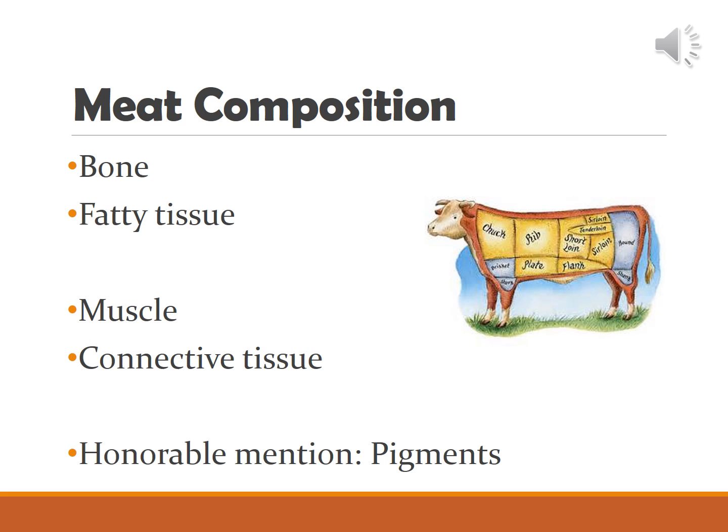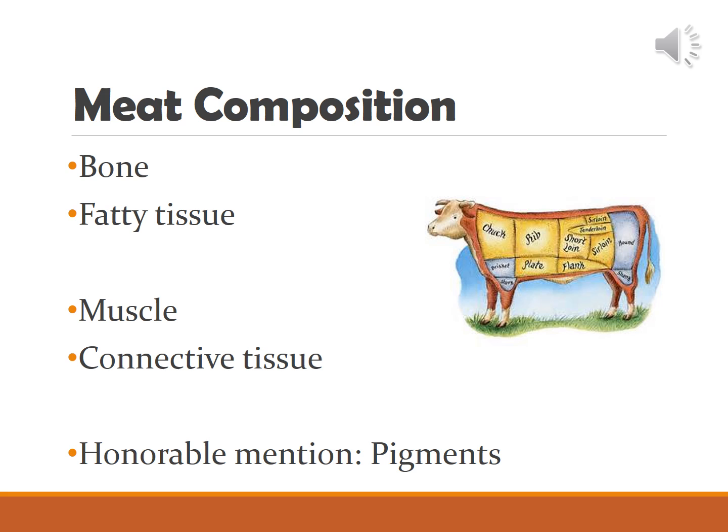Meat composition is pretty self-explanatory, but there's one concept I'd like to highlight in this slide. Meat consists of bone, it consists of fatty tissue, it has muscle, connective tissue, and there's also pigments that are going to give meat its specific color. But let's take a closer look at muscle and connective tissue because these are related to tenderness.